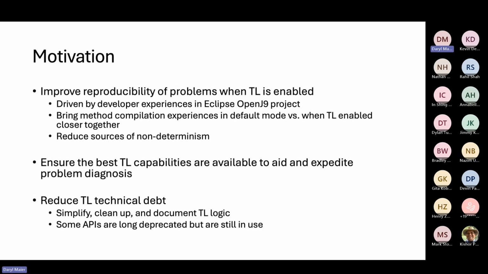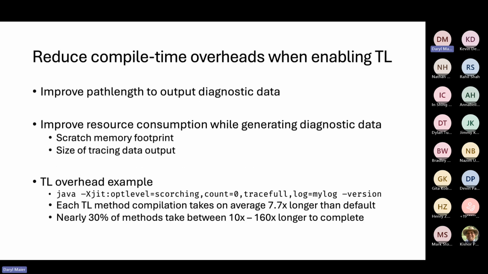So that's what was lighting the fire under me to look at this. What are some of the things that I think we should be trying to do here? First off, just reducing the compile time overheads when tracing and logging is enabled.